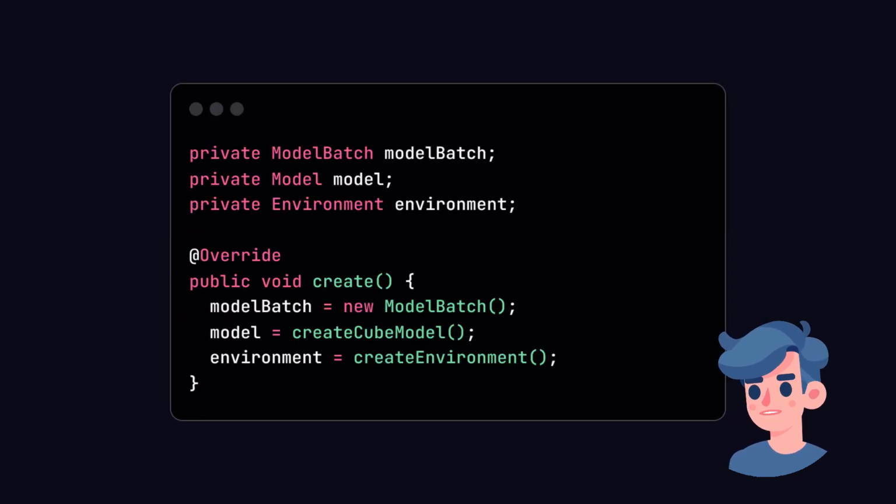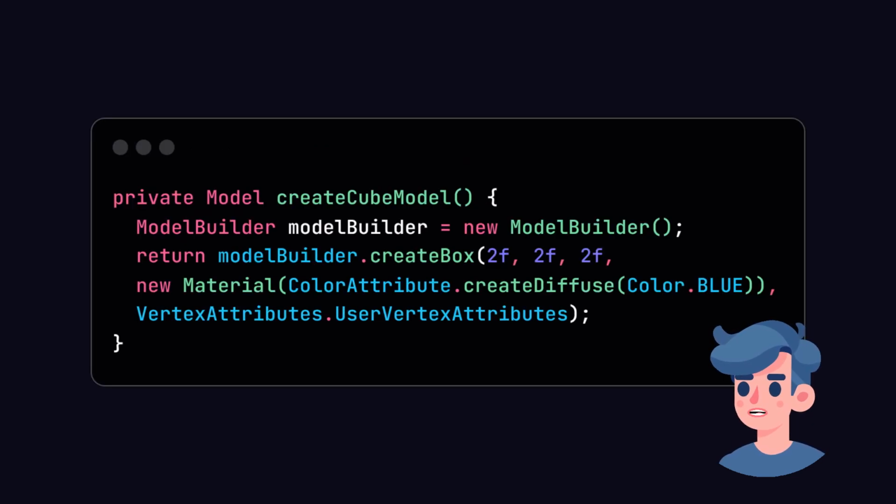Next, we need to create a model that we can render in our 3D scene. LibGDX provides a convenient way to create simple models. For this tutorial, we will create a basic cube. Let's create the createCubeModel method to construct the cube. We will use LibGDX's ModelBuilder to build our model.